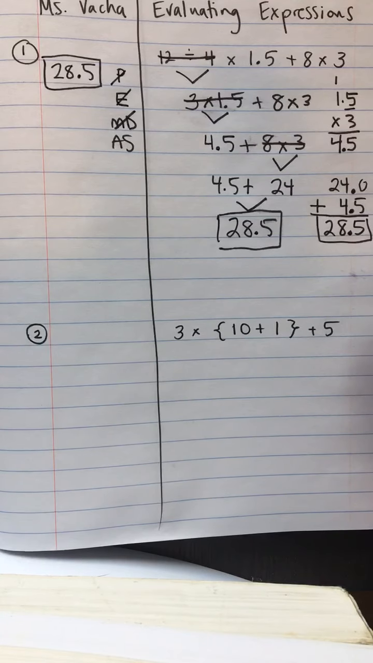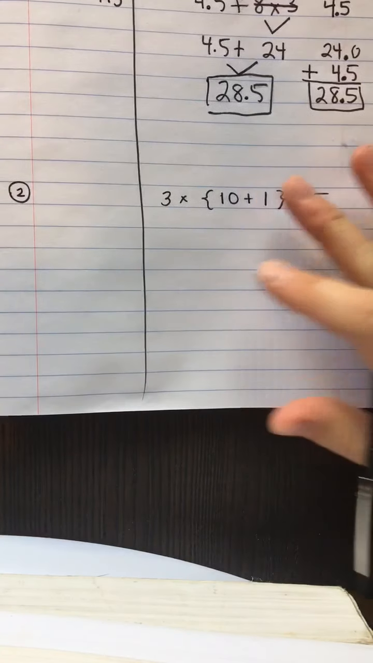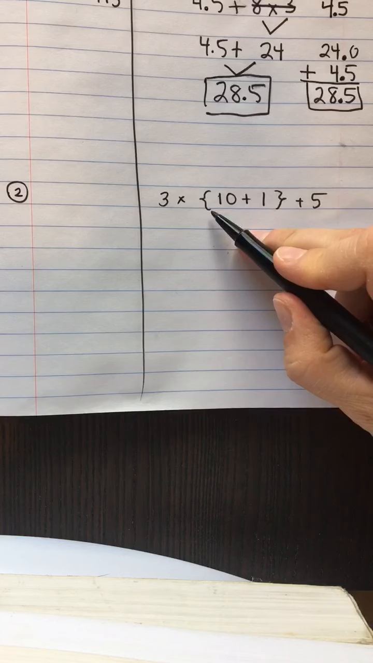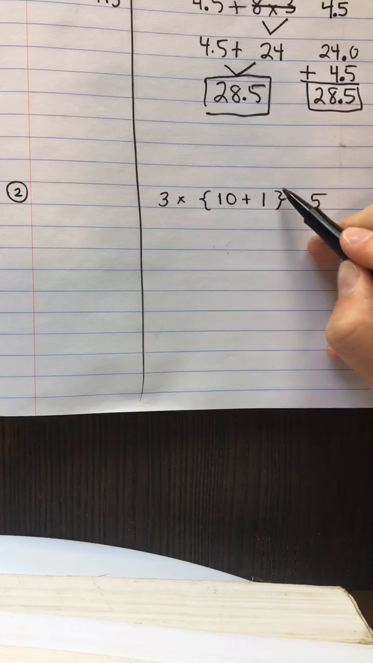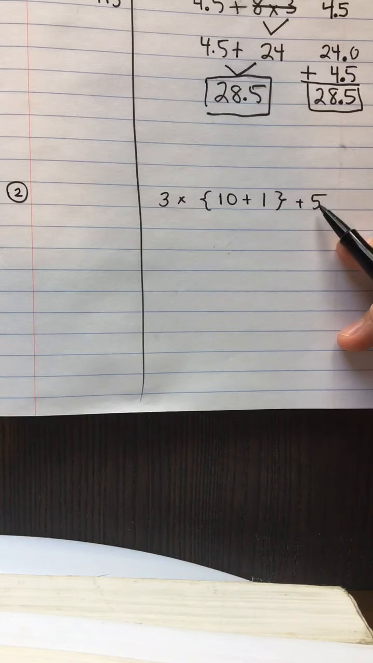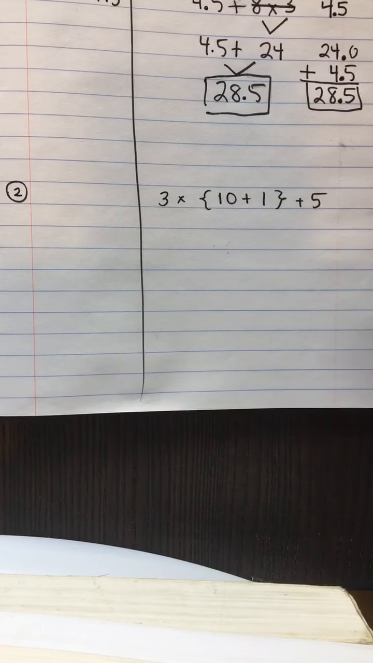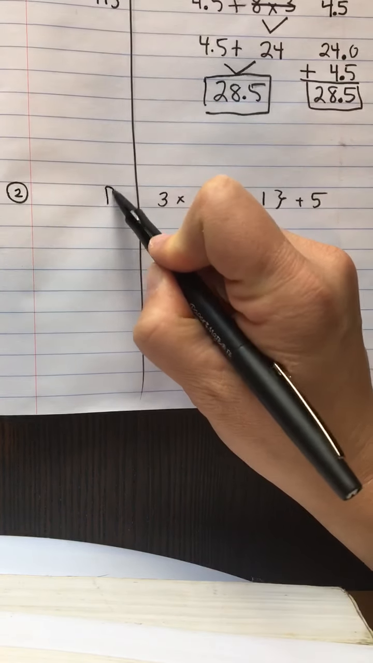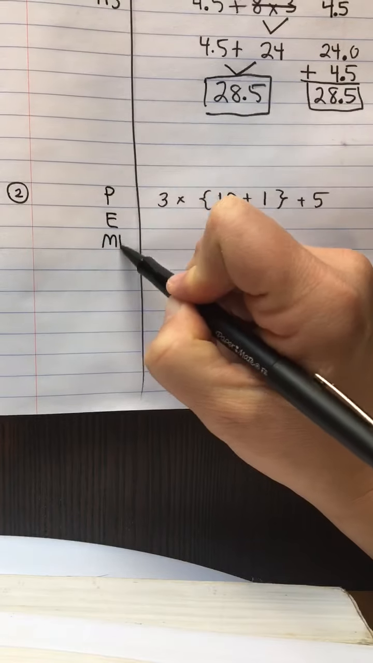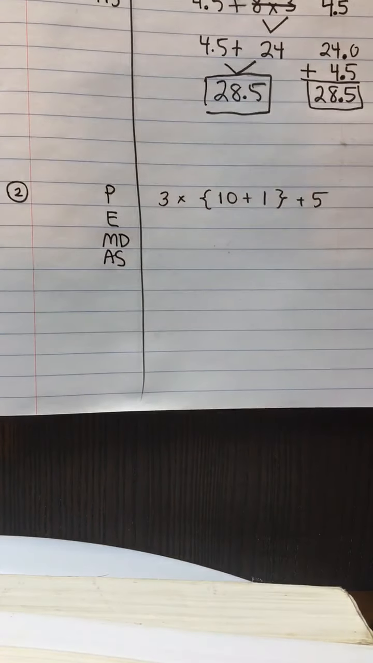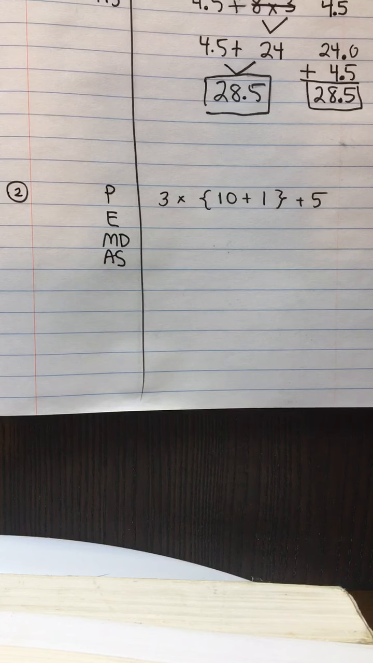All right, so for the second problem, it is 3 times, and then it's in a brace, 10 plus 1, end of braces plus 5. I wanted to show you this problem just because sometimes you will see different grouping symbols. You might see a brace, you might see a bracket, which we'll see in our next problem. They all go under parentheses though. So if I write out PEMDAS, and you might want to pause right now to write out your own problem.